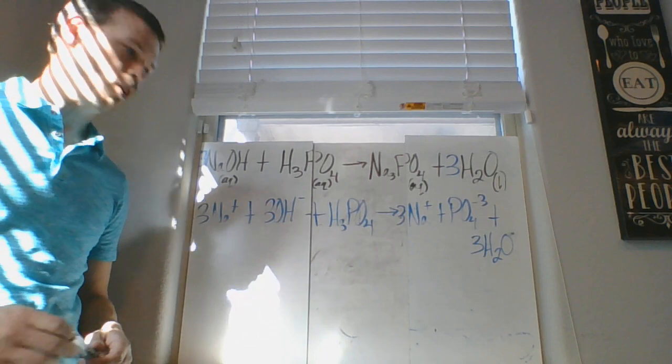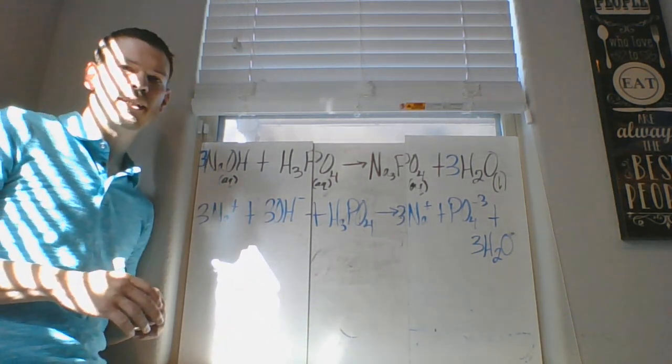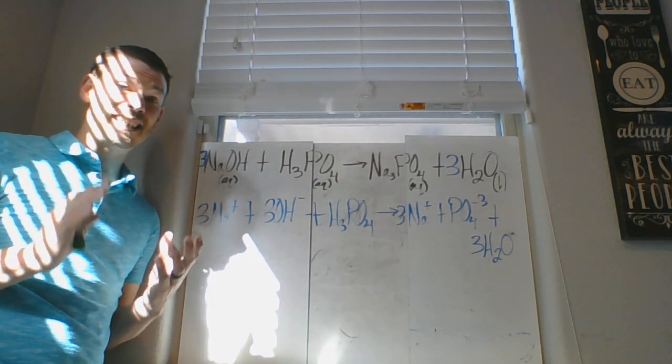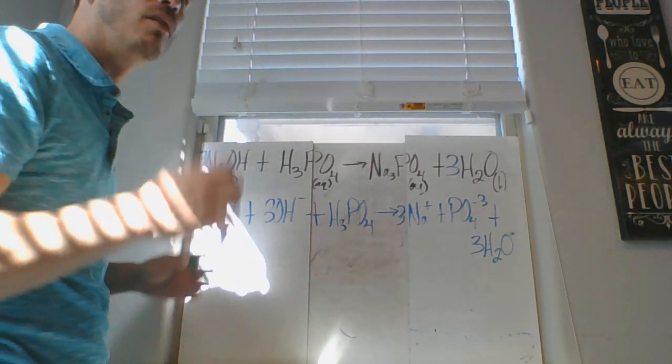Now, the only stuff that we cross out, the only stuff that becomes spectators, is going to be the items that are the exact same on both sides of the equation.